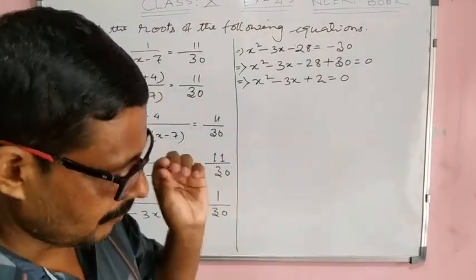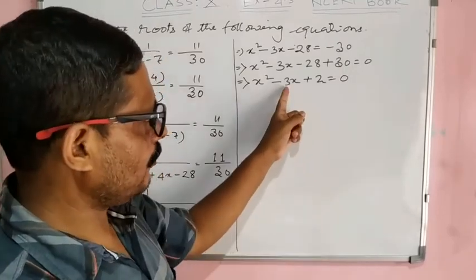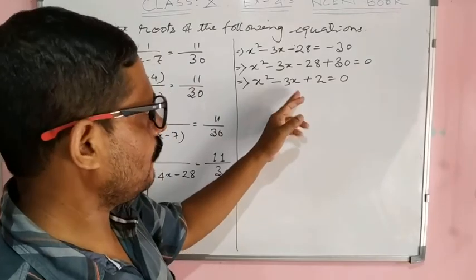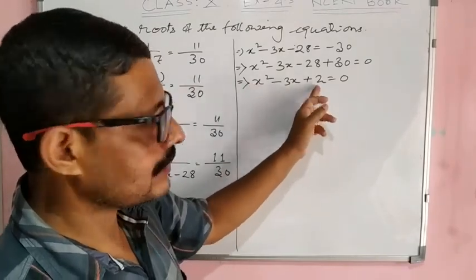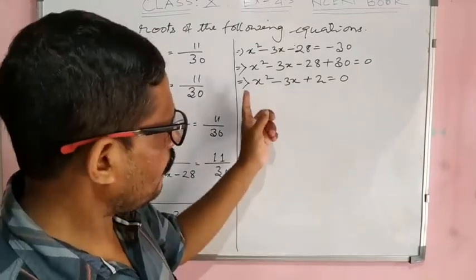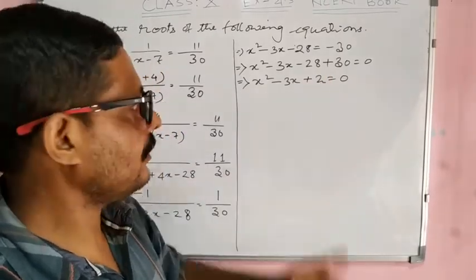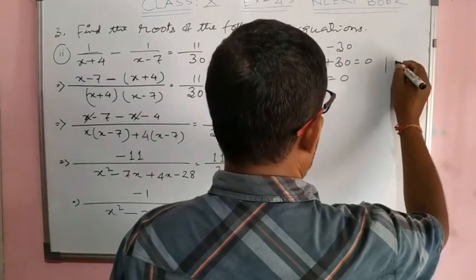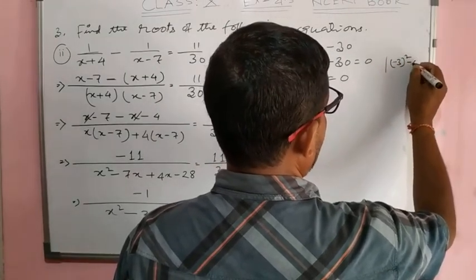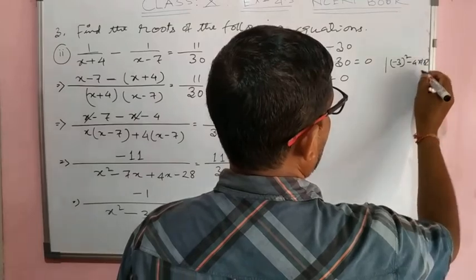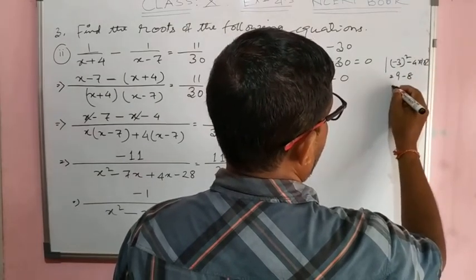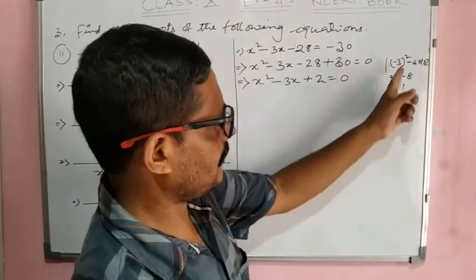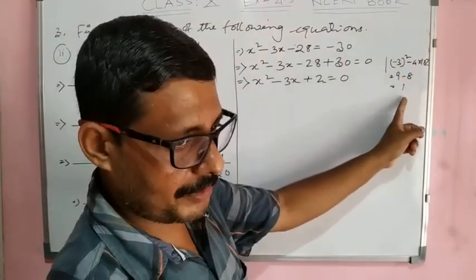So I told you, mentally you try to check the discriminant. B means minus 3, so B square means minus 3 square, that is 9. 4AC, A means 1, C means 2. So 4 into 1 into 2, that is 8. So 9 minus 8 equal to 1. If you are in confusion, then you try to do it like this in rough: 4 into 1 into 2. So it will be 9 minus 8, definitely 1. So 1, you see, is a perfect square number. This is the value of D, so this is a perfect square number.